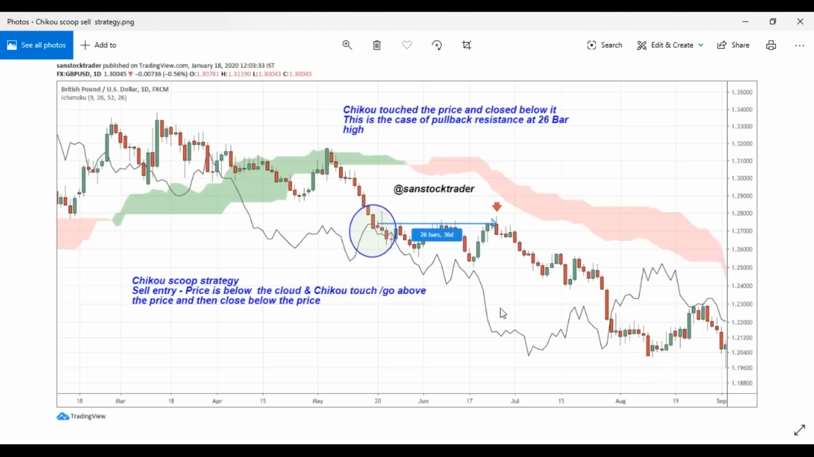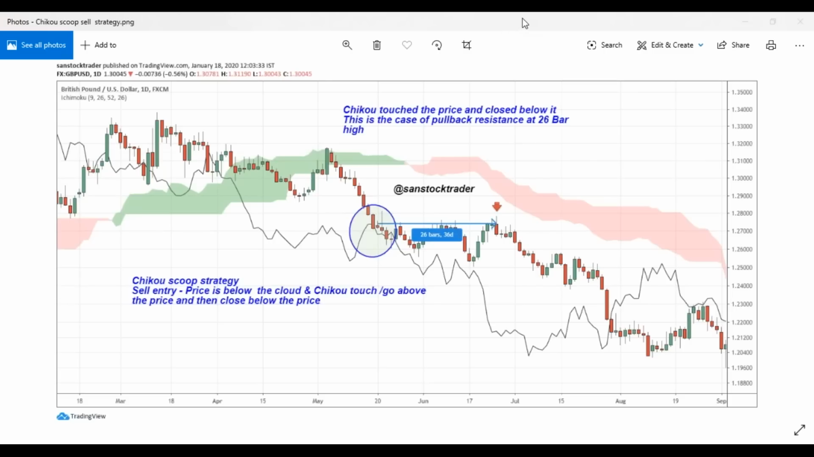Now many times Chikou does not immediately touch and come down. Chikou may go up and remain there for a long time, and then come down below the price. That is also acceptable, but the base setups are those where Chikou touches the price and immediately gets rejected. This is what exactly happened here.